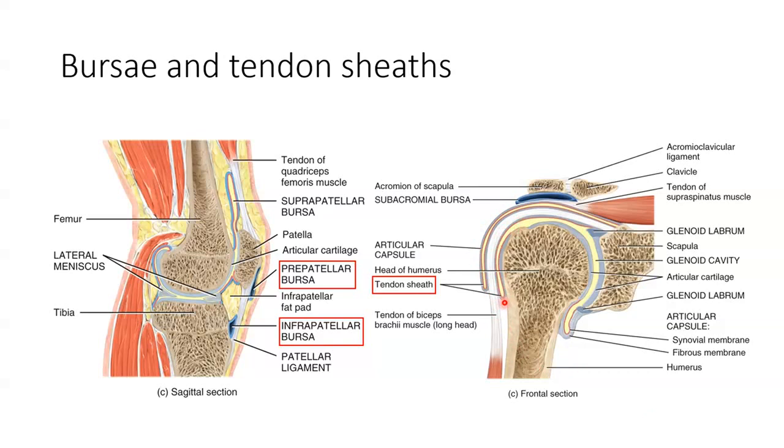These wrap around certain tendons that experience considerable friction as they pass through the tunnels which are formed by connective tissue and bone. So here we have the humerus or the upper arm. This is our bicep muscle and bicep tendon. As we contract that muscle and move our shoulder and our elbow, this tendon rubs up against this bone. So the bursa or the tendon sheath helps reduce that friction.